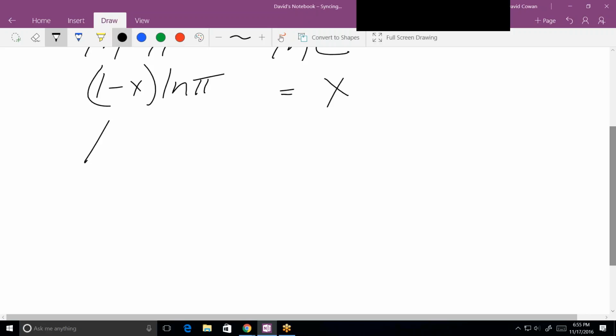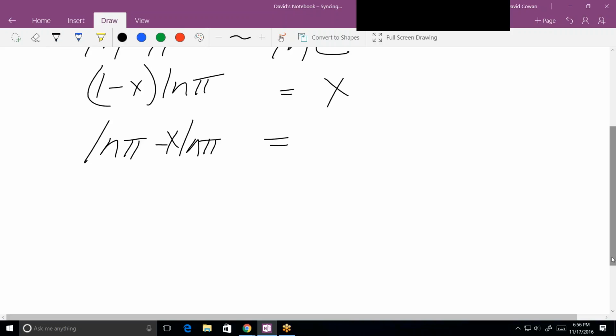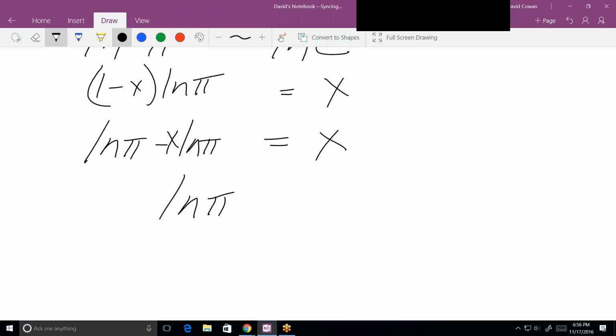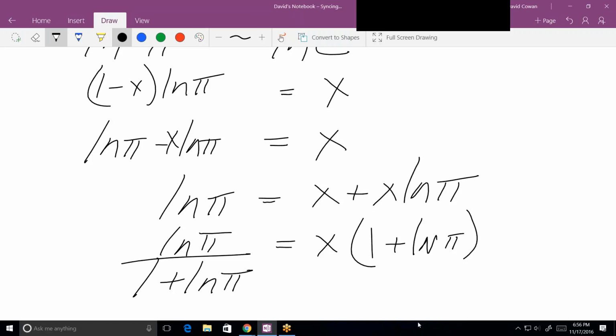Okay, so distribute that. So we got the natural log of pi minus x natural log of pi equals x. Now move all my x terms to the right. So I have natural log of pi equals x plus x natural log of pi. Now factor out the x, and divide by that coefficient. So you end up with natural log of pi divided by 1 plus natural log of pi. Okay. That's what x is equal to. And that's simplified as much as you can do it. Right.